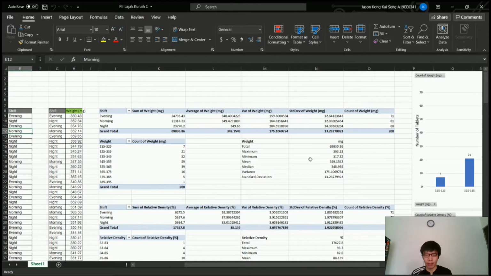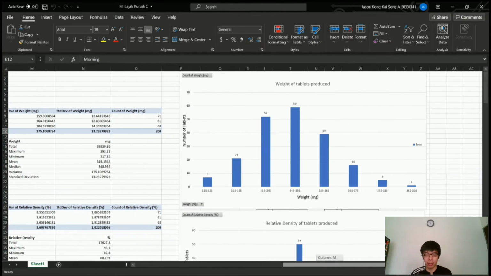We get the weight in numerical form, in tabular form, and from the tabular form, we use the range for the weight, and we determine the frequency distribution for each range of weight, and we plot the data in graph form, and we can find that the weight between 345 and 355 milligrams has the highest frequency of 59.